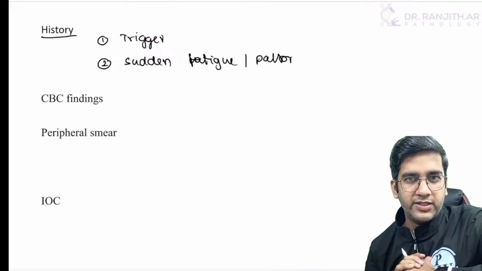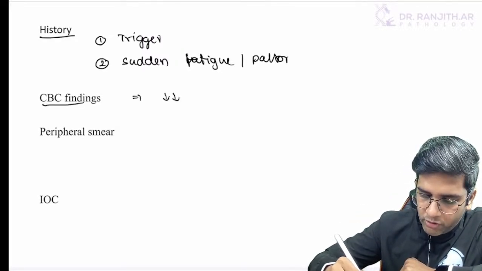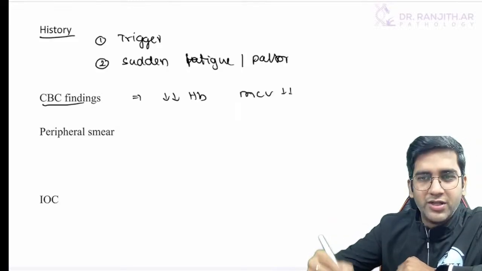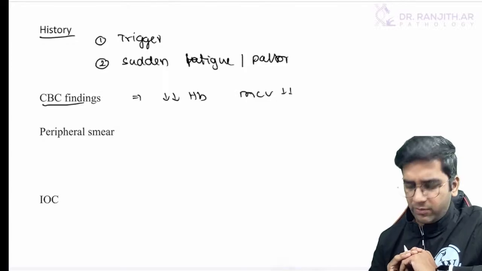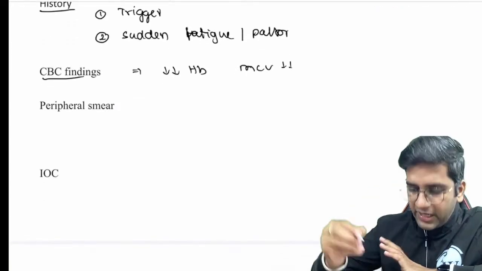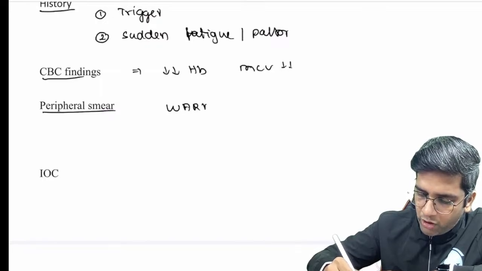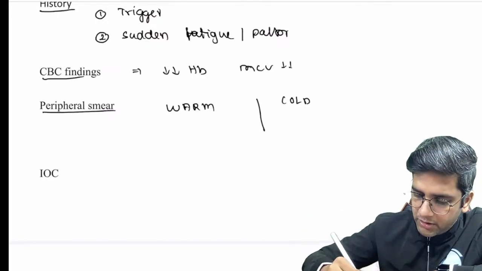Let's go to CBC findings. Both of them will have reduced hemoglobin. MCV will be normal here. Spherocytes are smaller, and it's a sudden one, so the mean will automatically normalize. MCH will be normal. It won't have a problem, right? Peripheral smear, for every autoimmune hemolytic anemia, one finding is common. Again, divide warm and cold. What's the commonest finding for both of the autoimmune hemolytic anemias? Spherocytes.